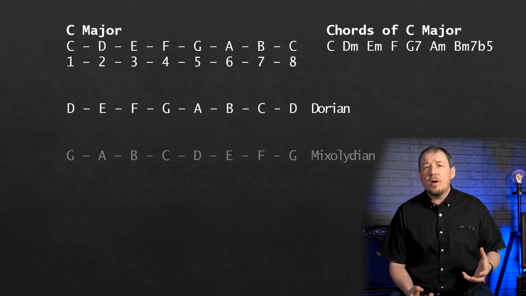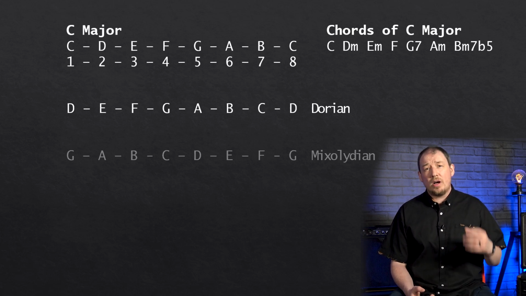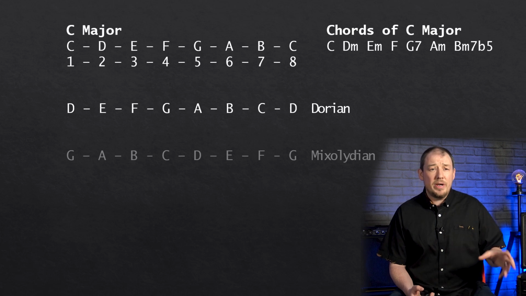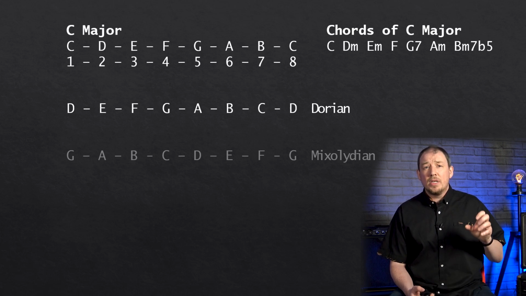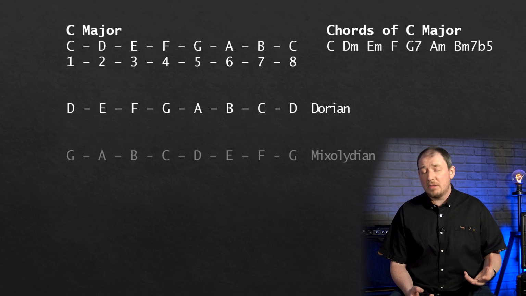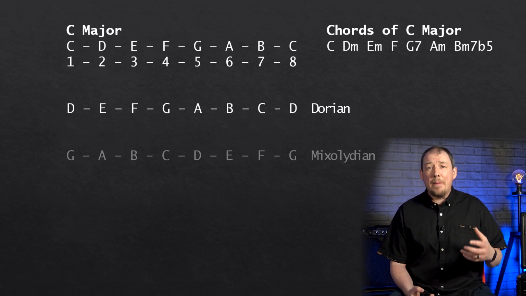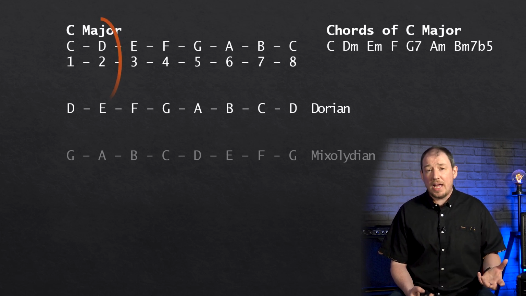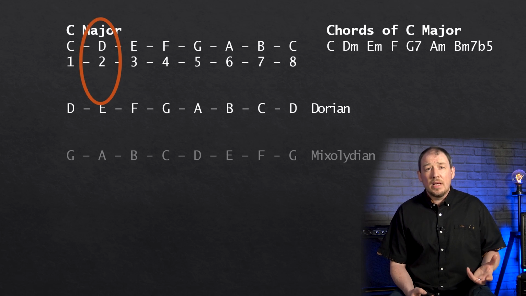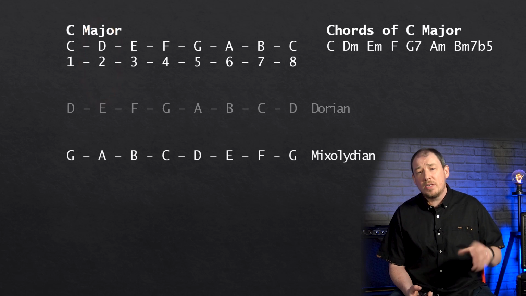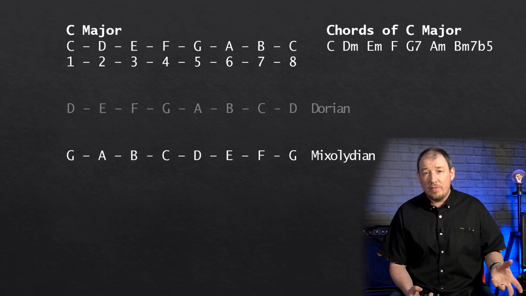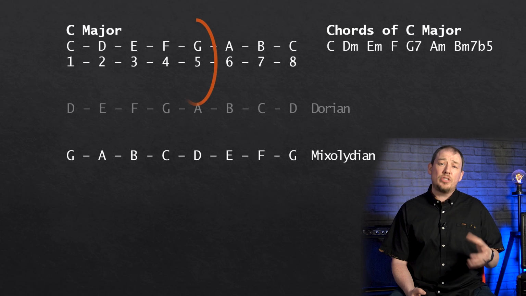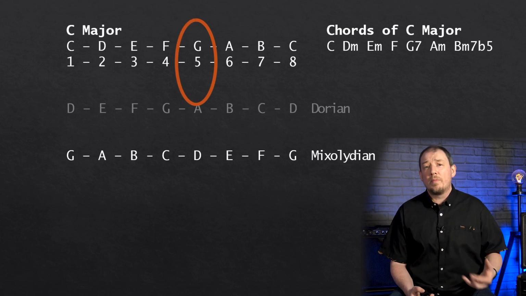So the only modes that we really need to focus on in blues are the Dorian and the Mixolydian modes. Dorian is a sweetened kind of minor scale built off the 2nd degree of the major scale. And the Mixolydian mode is built off the 5th degree of the major scale, and that's perfectly suited to playing over a dominant 7th chord.